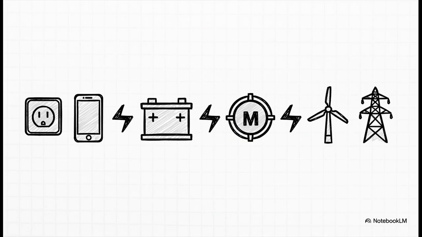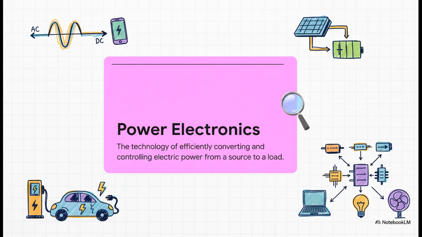And the answer is conversion. Every single one of them has to change electricity from one form to another. Think about it. The AC power from your wall would absolutely destroy your phone's DC battery. The steady DC from an EV's battery can't directly spin its powerful AC motor. And the wild, fluctuating AC coming from a wind turbine is totally useless to our stable AC grid. You see, each one is speaking a different electrical language. That's the mismatch problem.